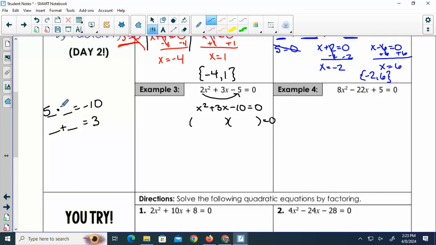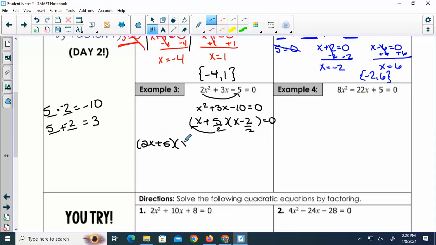5 times negative 2 is negative 10. 5 plus negative 2 is positive 3. So we have x plus 5 and x minus 2. What do we have to do next? We started out multiplying that 2, so we have to divide it. 5 over 2 doesn't reduce, so it slides back into the front, so that's 2x plus 5.